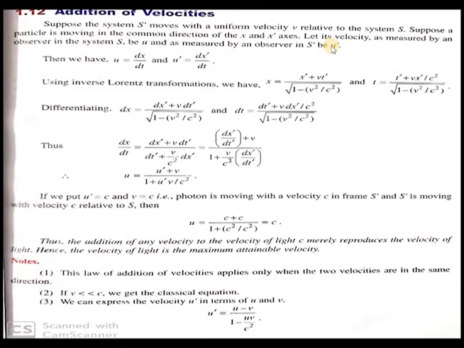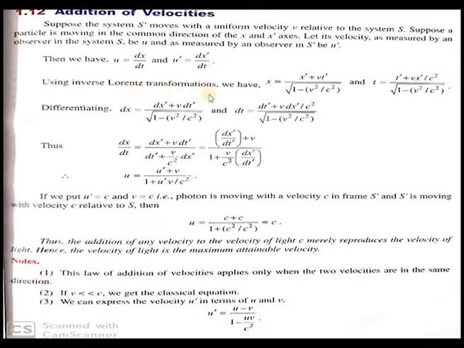Suppose a particle is moving with a velocity, and the velocity observed by a person standing in the S frame is u, and for the person standing in the S prime frame is u prime. And now we have u is equal to dx by dt and u prime is equal to dx prime by dt prime.